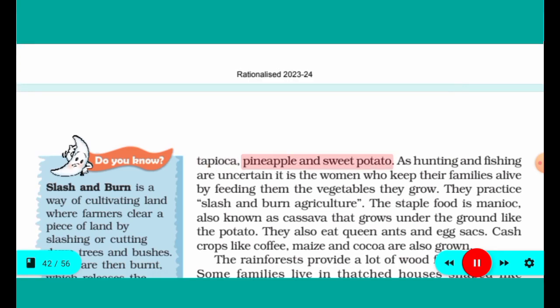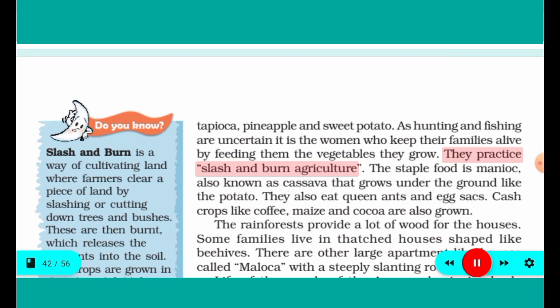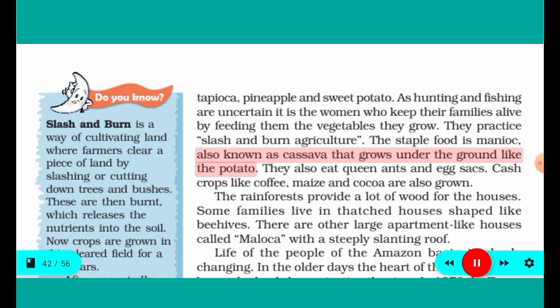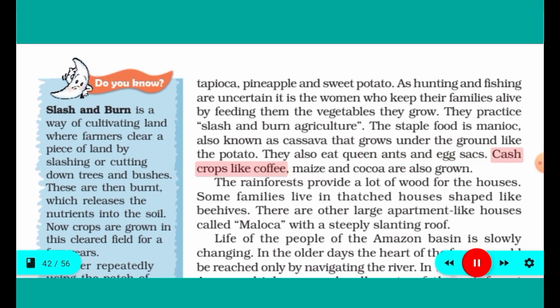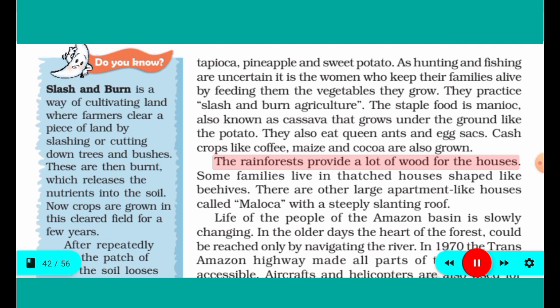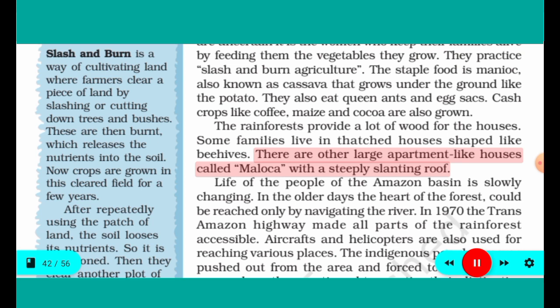They mainly grow tapioca, pineapple and sweet potato. As hunting and fishing are uncertain, it is the women who keep their families alive by feeding them the vegetables they grow. They practice slash and burn agriculture. The staple food is manioc, also known as cassava, that grows under the ground like the potato. They also eat queen ants and egg sacs. Cash crops like coffee, maize and cocoa are also grown. The rainforests provide a lot of wood for the houses. Some families live in thatched houses shaped like beehives. There are other large apartment-like houses called malaka, with a steeply slanting roof.